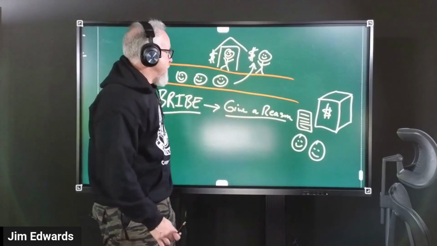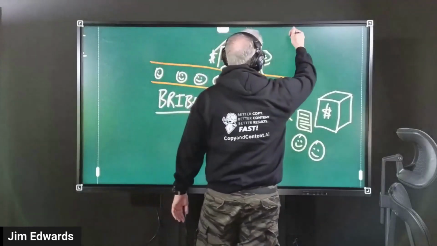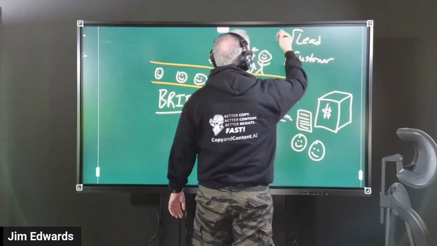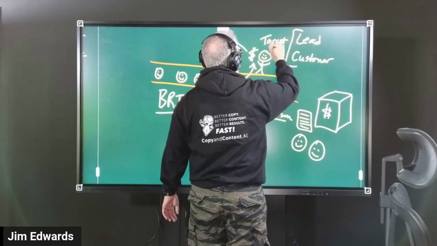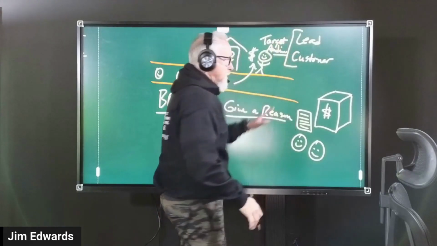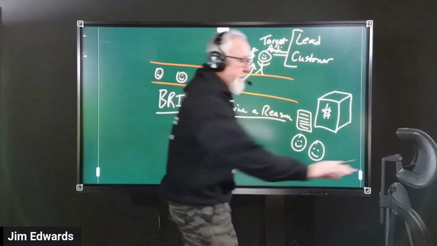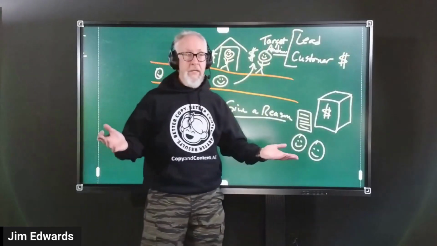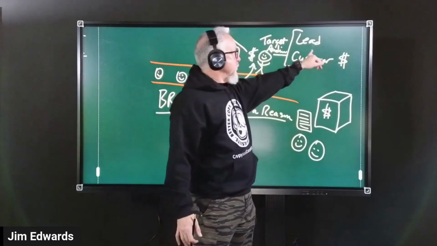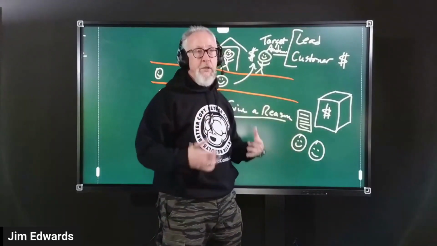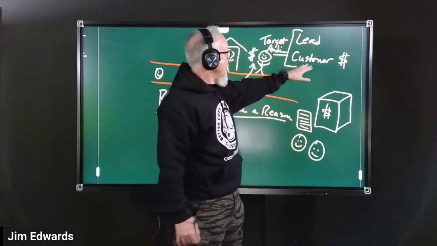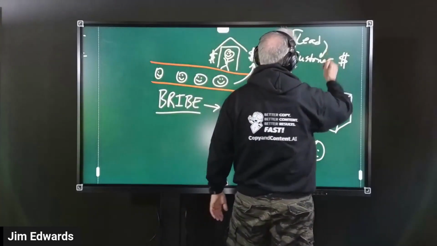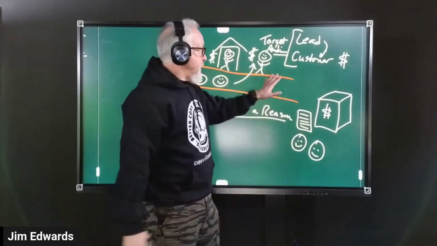Now, what's the difference between a lead and a customer? Both of them are in our target audience, but in real simple terms, the difference between a lead and a customer is a lead hasn't spent money with you yet. That's it. That's the only difference. A lead is someone that you have in your sphere of influence. Typically, they're on your list, they're following you. And then leads turn into customers. And leads can turn into customers a lot faster than people think if you do it right.